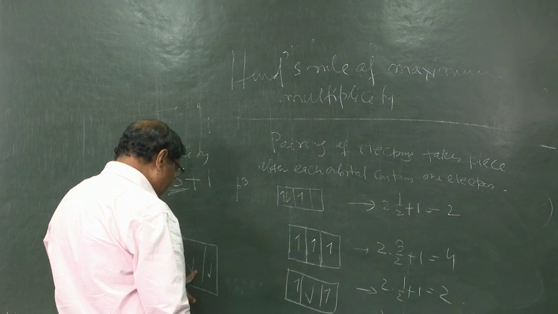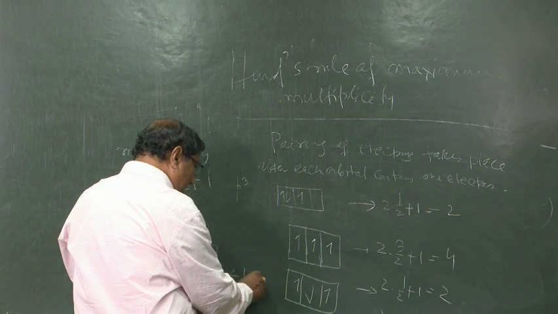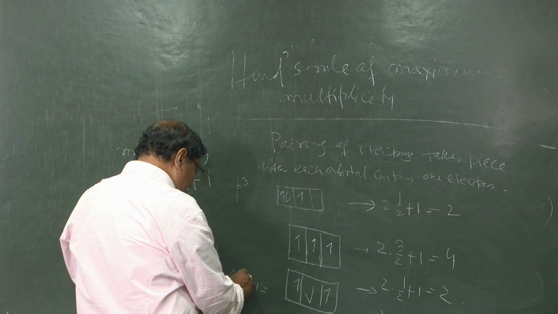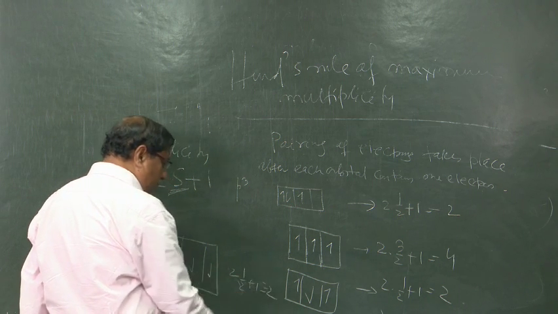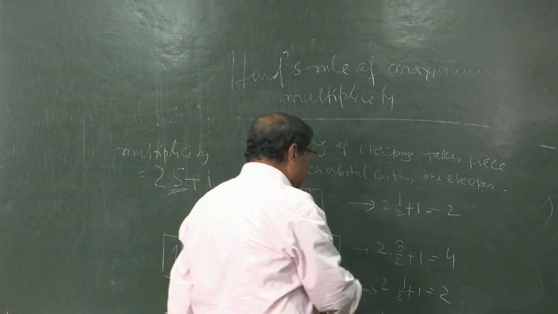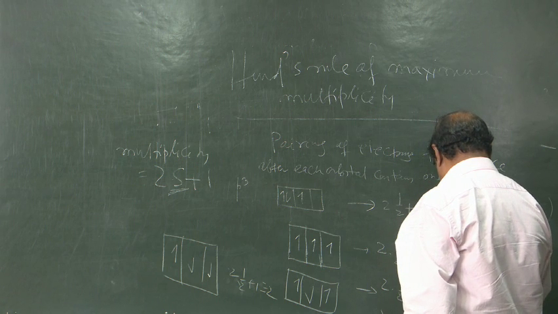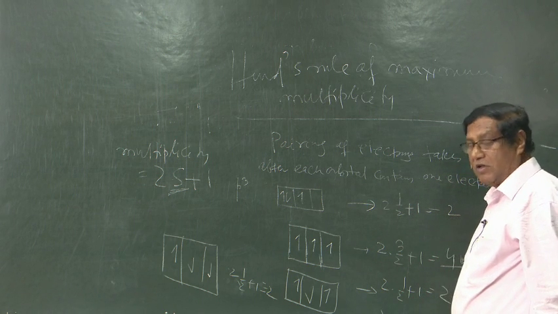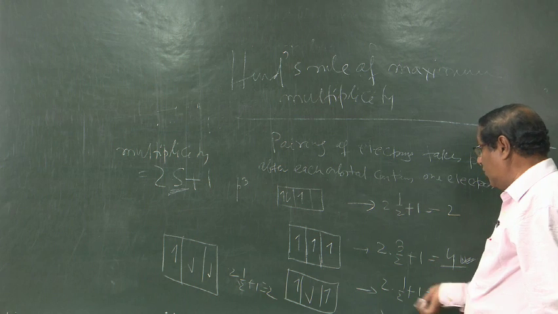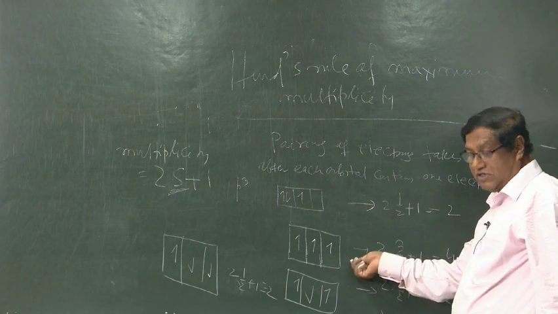Here plus half and minus half cancel and 1 is minus half, so the multiplicity comes out wrong, which is not possible. So which is the right form? According to Hund's rule, the arrangement with the maximum multiplicity is the correct form, because it has 4. The others are 2 and 2, so they are not possible, and this one is possible because it is a more stable state.